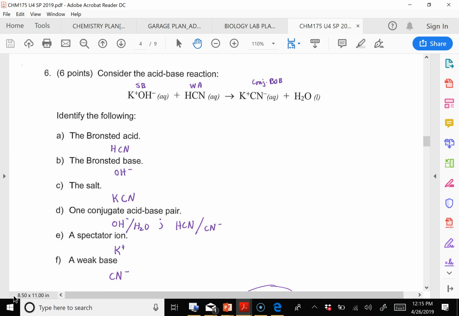The last one, then, kind of related question: what's the weak base? And that would be the conjugate of the weak acid, so CN minus.